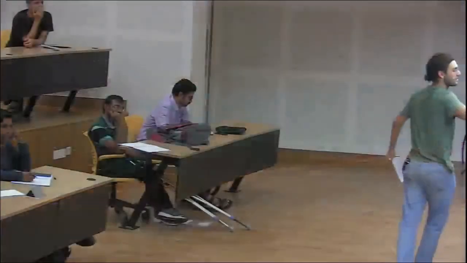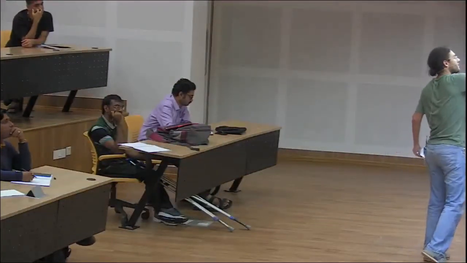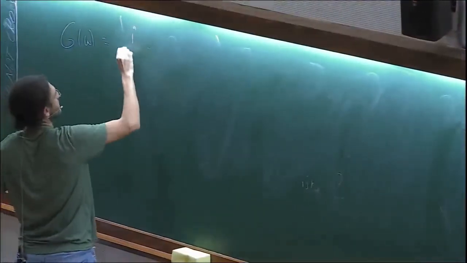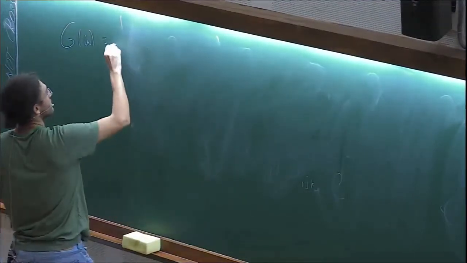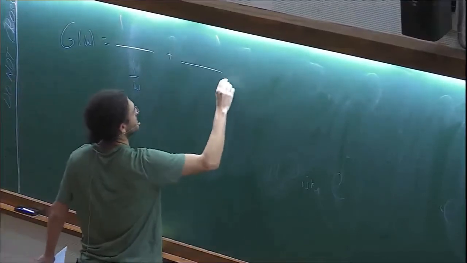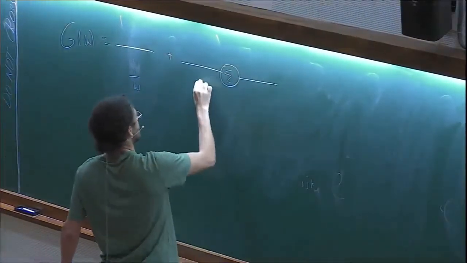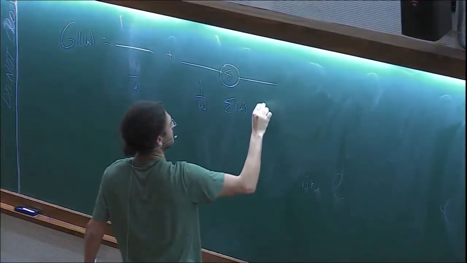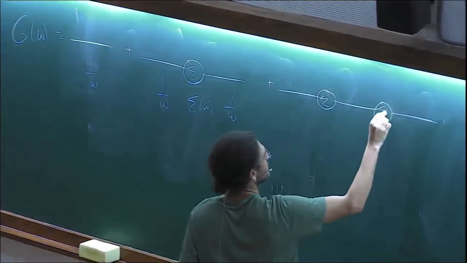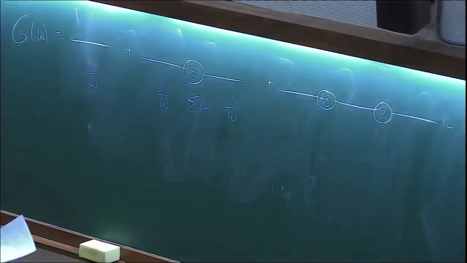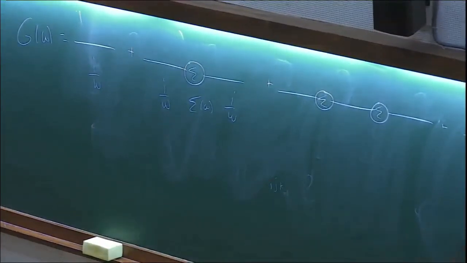Let me just remind you. So g of omega, the propagator, is the free propagator, which is I over omega. So the free propagator plus the free propagator, the self-energy, free propagator. So it's just the geometric sum. And doing this geometric sum, you get this equation. So this is just standard for the self-energy. So this equation is obvious.